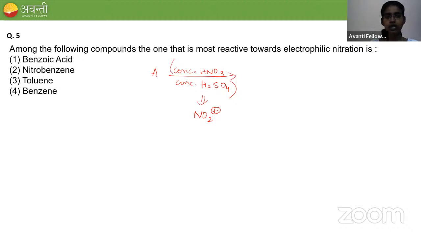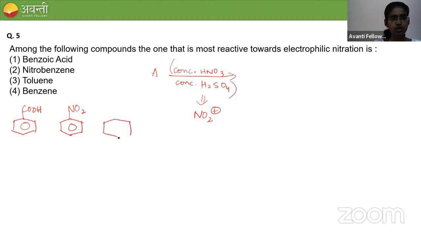Now, which is more reactive towards this electrophilic nitration? So this is basically an electrophilic substitution reaction again. So for an electrophile to get substituted, the compound should be nucleophilic in nature, right? It should be more electron rich. So let me draw the structure of all the 4 compounds given here. So first it is benzoic acid, C6H5COOH. And the second compound is nitrobenzene. So NO2 group attached to the ring. And the third compound is toluene.